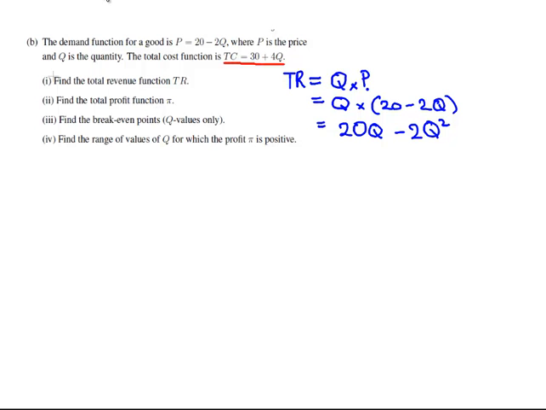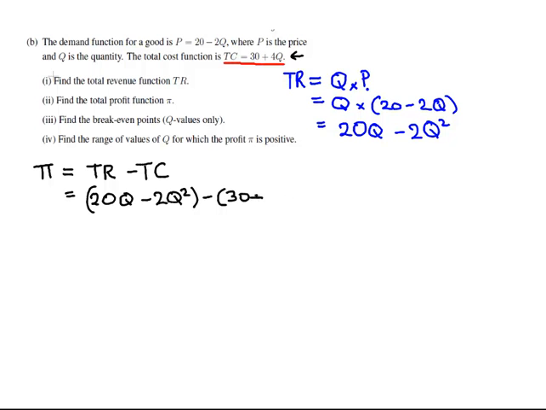Okay, profit is revenues minus cost. So the profit function is pi, and that is total revenue minus total cost. Now, we have an expression here for total revenue, and up here we have an expression for total cost. So let's subtract one from the other. 20Q minus 2Q squared, put that in brackets, minus 30 plus 4Q. Okay. Now, let's take out the brackets and simplify.